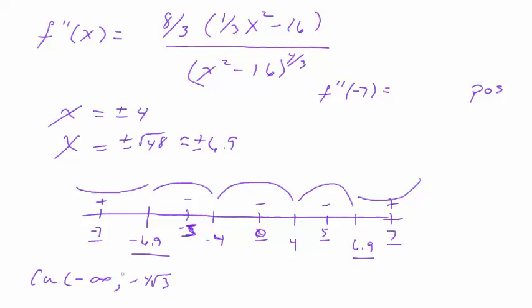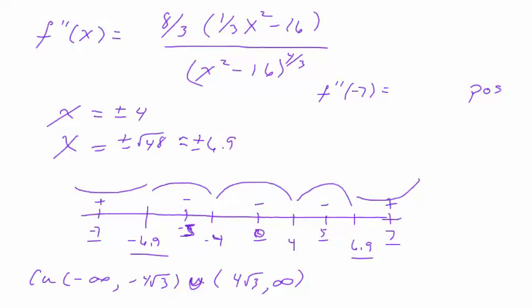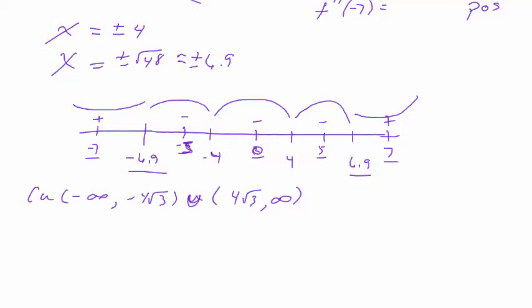Yeah, concave up. And then of course we'll have to union it with this part of the concave up. Union, that's supposed to be a U there actually for union. And then this would be 4 square roots of 3 to infinity. Okay, 4 square roots of 3 to infinity.